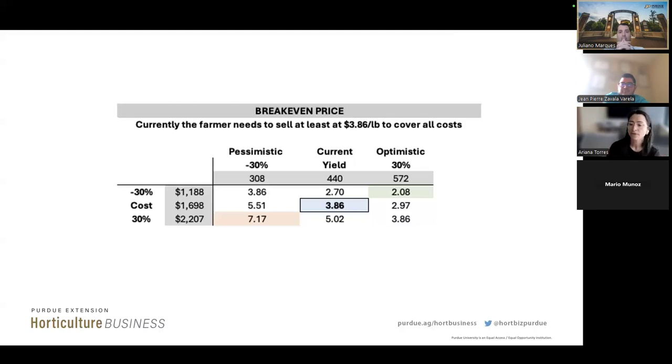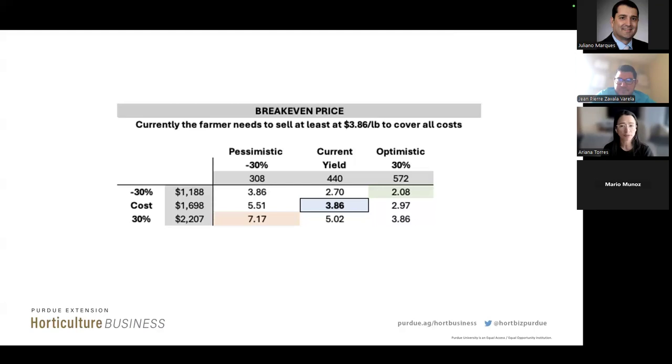Now, the HortCalculator gives you different scenarios because what happens if you actually sold more? What happens if you harvested more? It was a good year. Or what happens if your costs increase or decrease? So this is a pessimistic and optimistic scenario. In an optimistic one, if your yield increases by 30% from 440 pounds to 572, and your cost decreases by 30%, which is a great scenario to be in, you actually can charge $2.08.